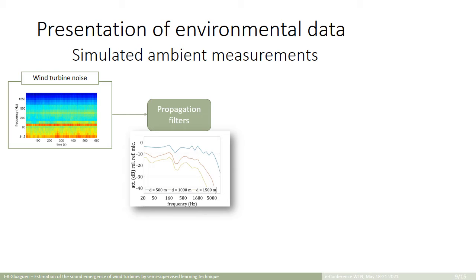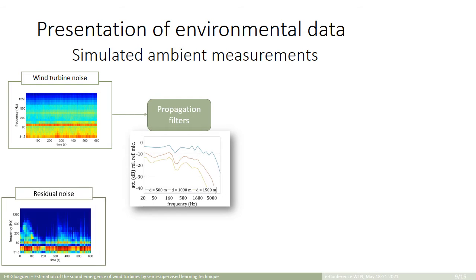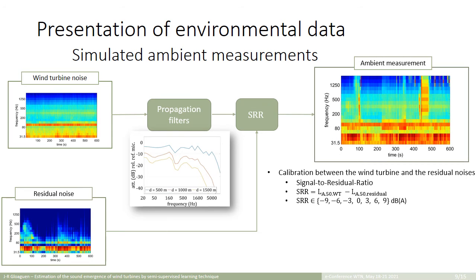The idea is to consider a downwind propagation condition and to simulate accurately the propagation of the wind turbine noise at 500, 1000 and 1500 meters. A residual noise is also considered and is summed to the propagated wind turbine noise to generate the ambient noise. The sum is done by calibrating the residual noise in order to follow an indicator, the signal to residual ratio SRR. It is the difference between the wind turbine noise and the residual noise too. This indicator is defined from -9 to 9 dBA.